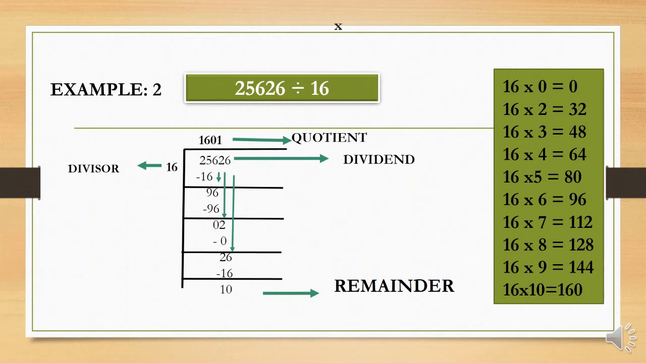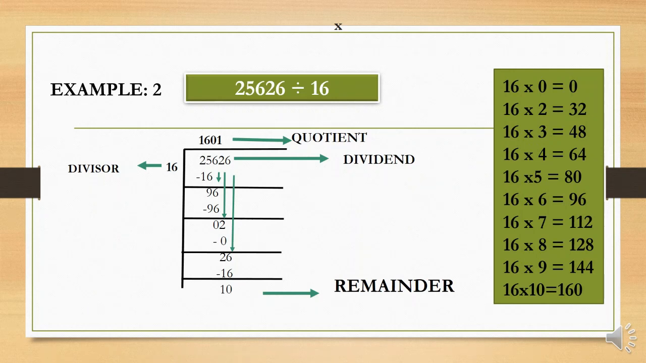Here, as the divisor is 16, we use the table of 16 such that the product is equal to or less than and nearest to 25. So the nearest product is 16. Hence we write 1 in the quotient above 5 and 16 below 25. Now subtract 16 from 25, which is equal to 9. Now the next step is to bring down the next digit, that is 6.